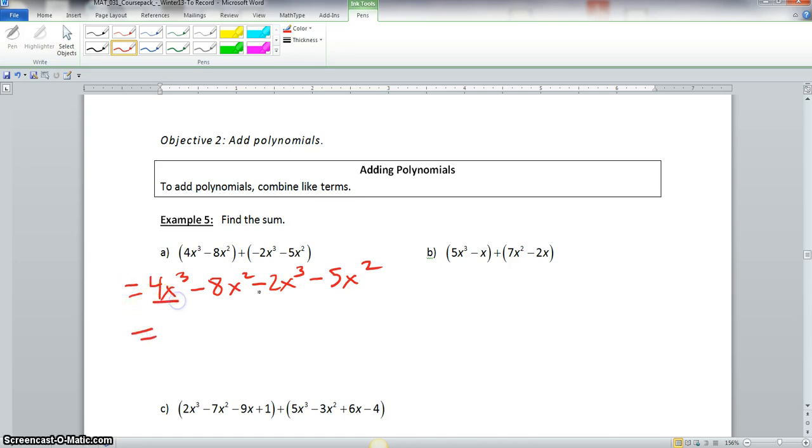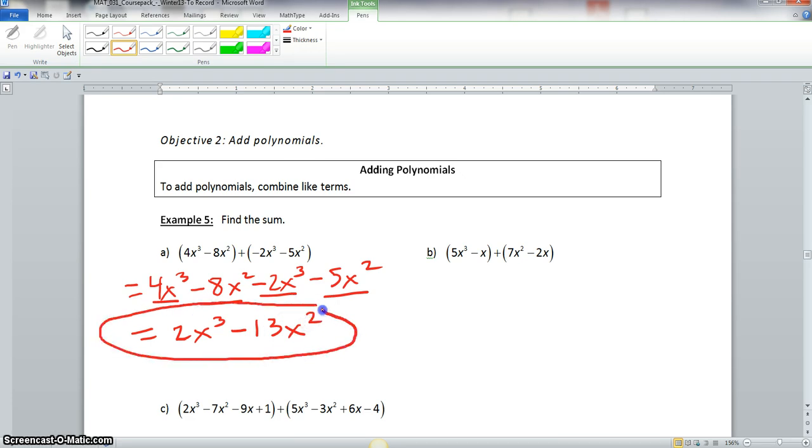We have 4x cubed minus 2x cubed, which is 2x cubed. We have negative 8x squared minus 5x squared, which is a minus 13x squared. And that is it with that problem. Now we go here. We have the same situation as here. So we drop our parentheses. And since this is plus, this would be a positive 7x squared minus 2x.